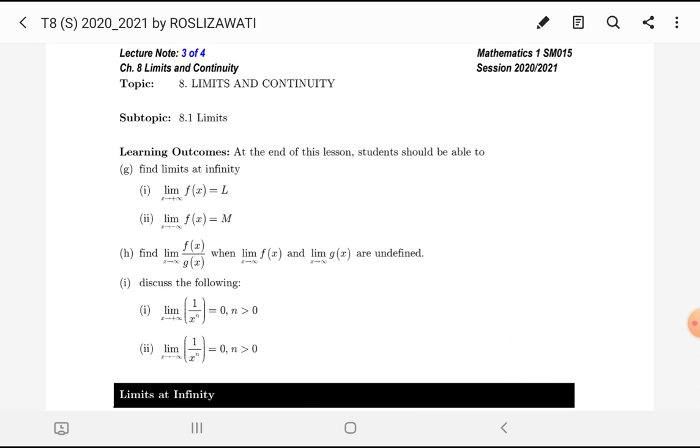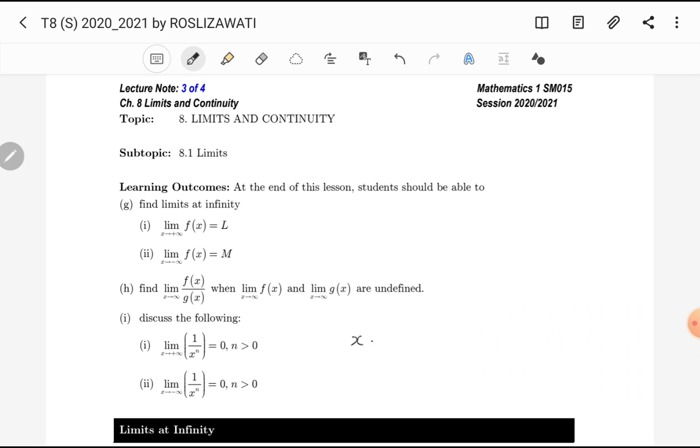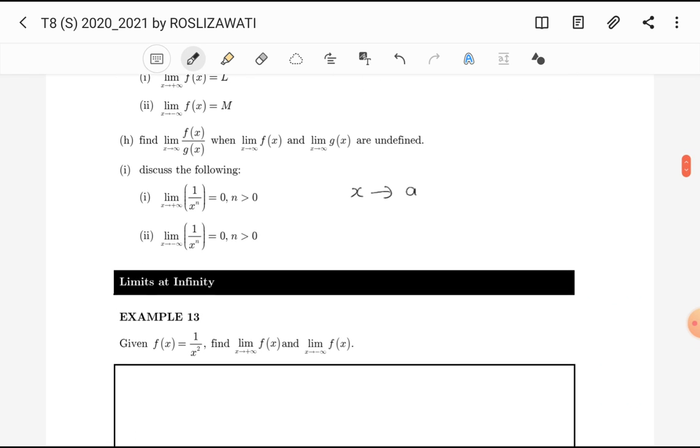Okay, so at the end of this video, children should be able to find limits at infinity. So what is the meaning of limit at infinity? In our previous video, we have learned all about limit at a number, which is when x approaches a number. We write A in general. But for this case, we will find limit at infinity, which is when x approaches positive or negative infinity.